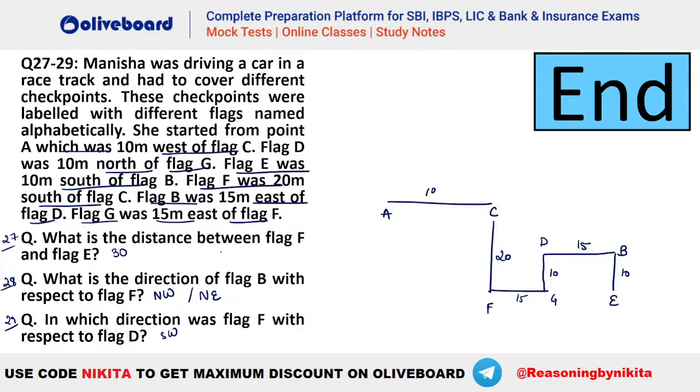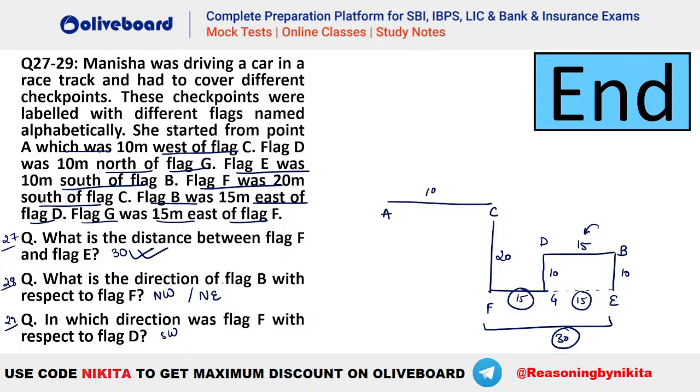Now what is the question? What is the distance between F and E? Okay, you have to find this distance here. You can see this is 15 and this also will be 15 because this is 15 here. So F and E has to be how much? It has to be 30 meters. So 30 meters is absolutely fine.